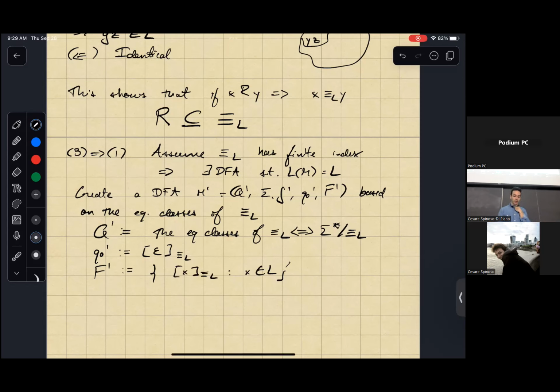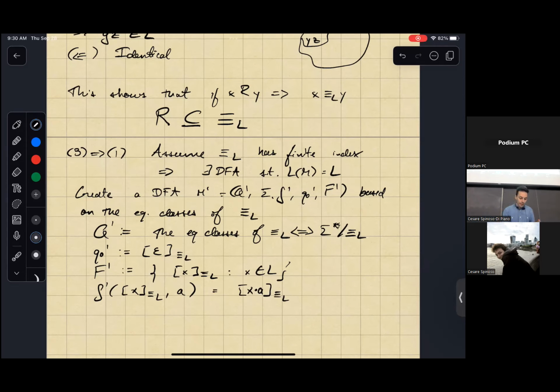The last thing is, how do I actually define a transition function for M prime? Well, the transition function delta prime is going to accept a state, which is simply an equivalence class with some representative x, and as its second input, a letter A. What delta prime returns is the equivalence class with representative x concatenated with A. The intuition here is that you're extending the string x with that input letter A.